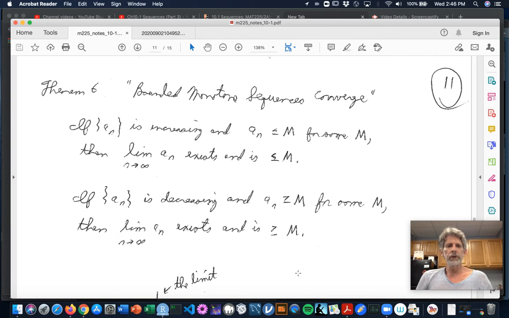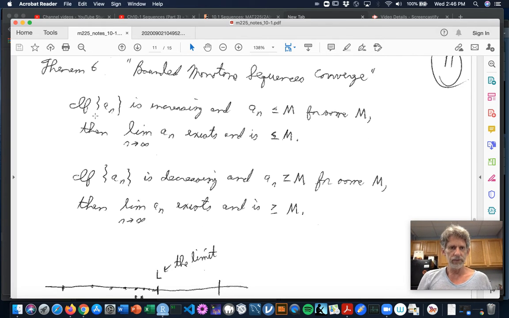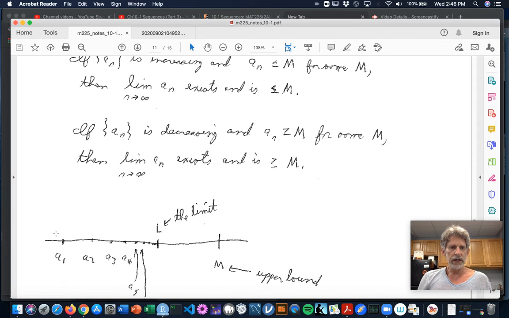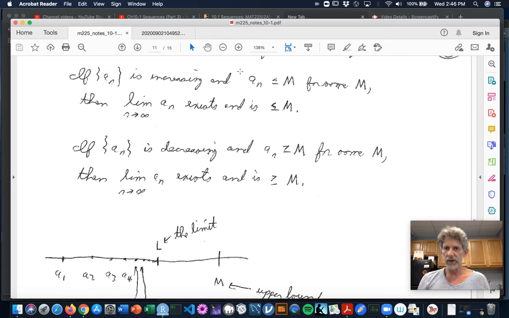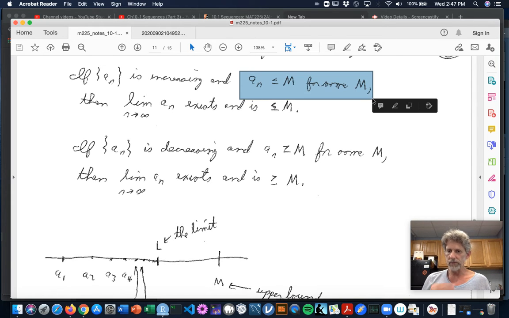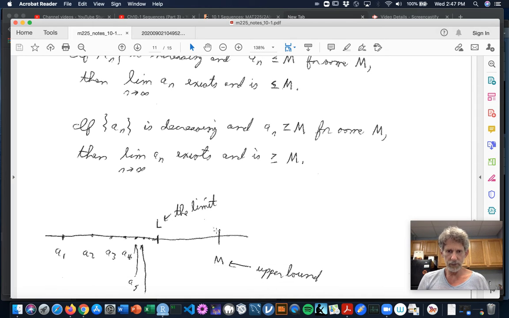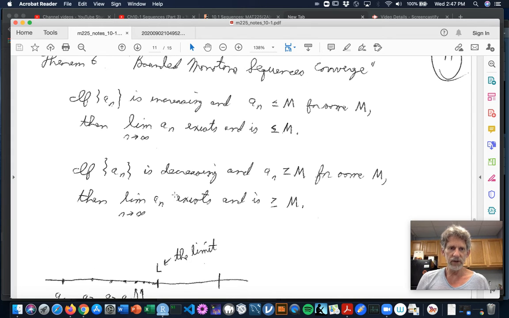So, if you have a sequence that is increasing, and by that I mean each term is at least as big as the previous. So like here's an a1, and then here's an a2 on the number line a little beyond it, and an a3 beyond that, and an a4. And it just keeps on going like that. That's an increasing sequence. But suppose that there's an upper bound. Suppose that for some M, all the a_n are less than or equal to M. Like maybe this number here, serving as an upper bound. Then what has to happen to the sequence?